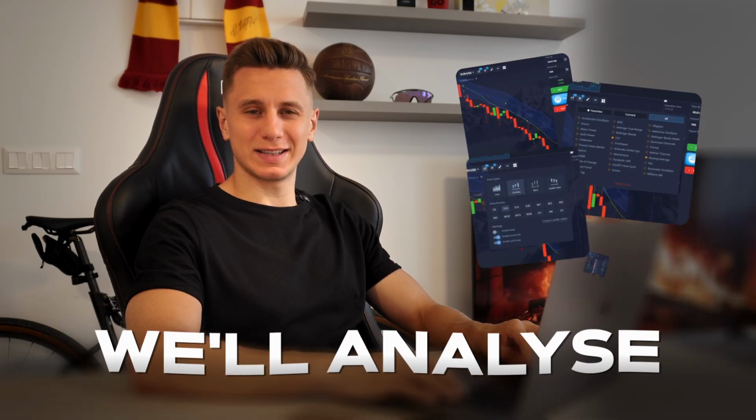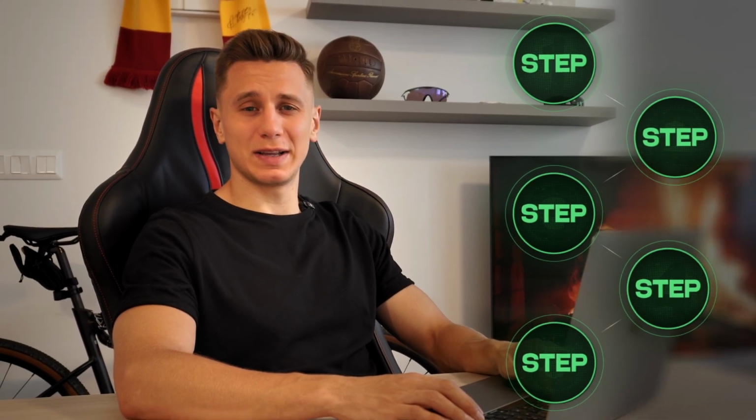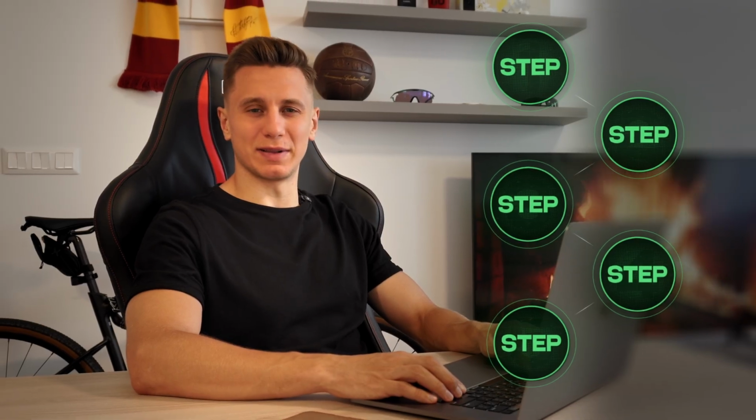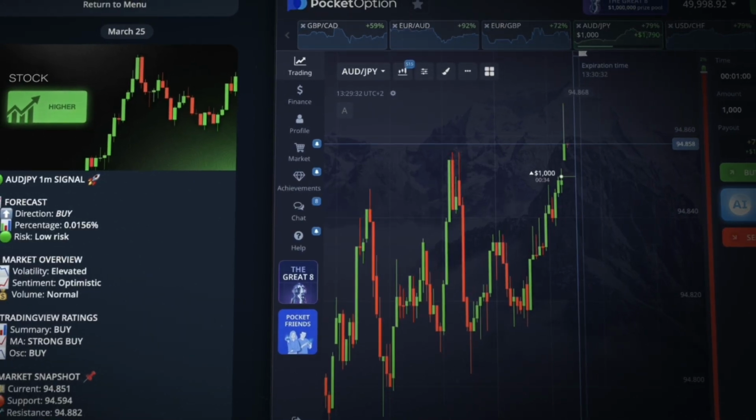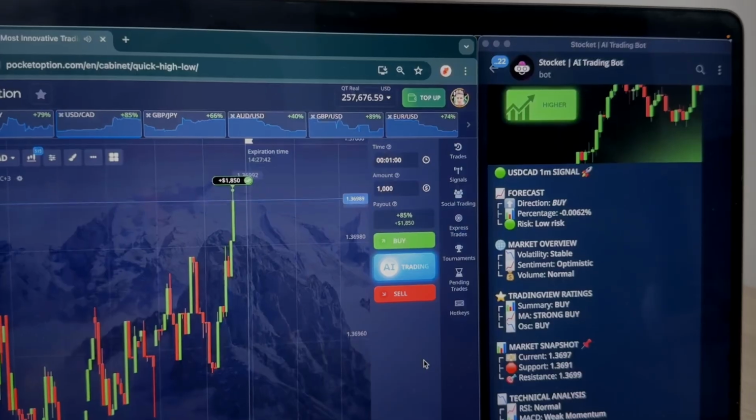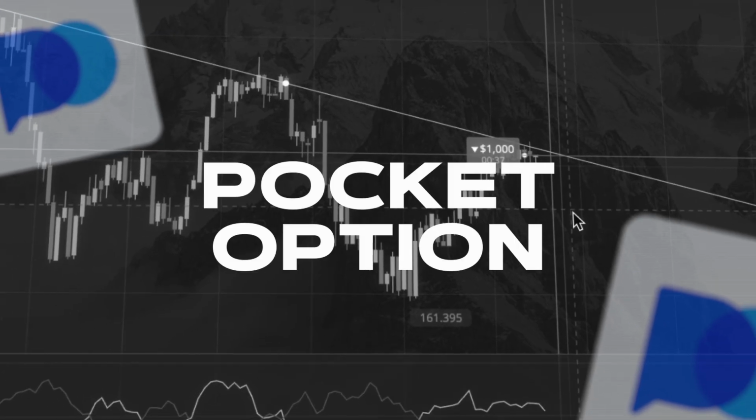Today we'll analyze the technical analysis base. Don't worry, I'll do it without any formalities and will explain it in the clearest possible way. I'll show you what it is, why you even need this so-called technical analysis, and I'll do it right on the platform Pocket Option. Without fluff, let's go.